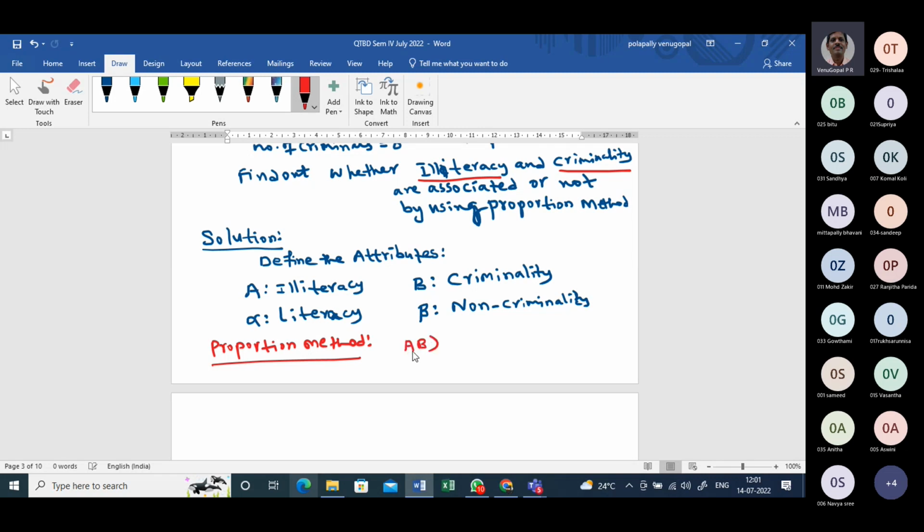AB by A, alpha B by alpha. Any doubts here? What does AB indicate? What does alpha B indicate?